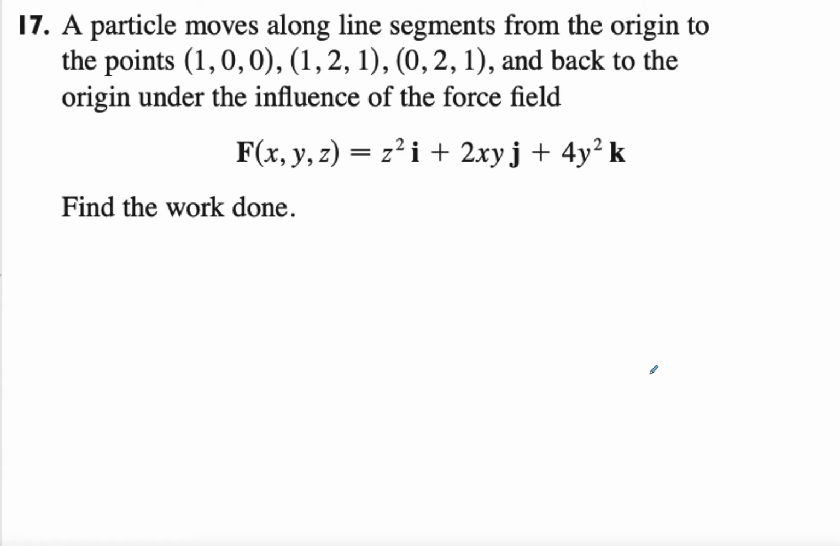All right, let's look at number 17. Number 17, the particle moves along the line segment from the origin to, so imagine if I were to try to sketch this one. Origin is right over here. 1, 0, 0 would have been right over here. And then 1, 2, comma 1, so then it would have been somewhere around here. Let's say this is 2 and then going up by 1. And 0, 2, and 1. So that means what I end up getting is I'm getting a rectangle.